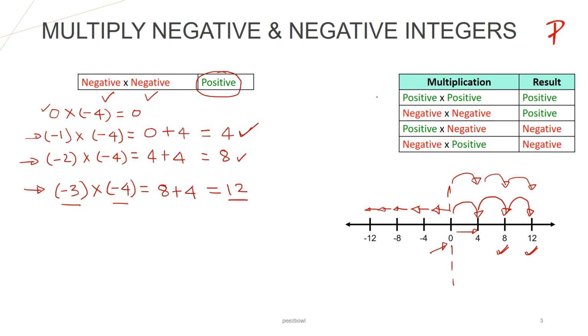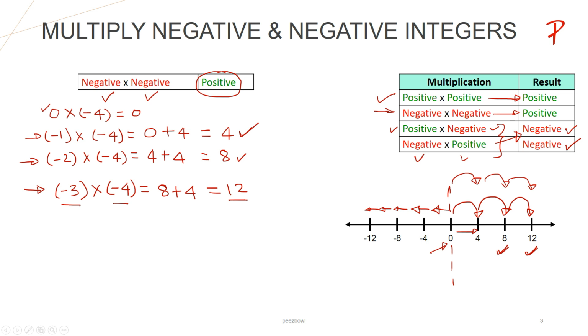So these are the rules of multiplication, right? Whenever you are multiplying two positive integers, the result is always going to be a positive integer. Whenever you are multiplying two negative integers, the result is always a positive integer. And when you are multiplying a positive integer with a negative integer, or a negative integer with a positive integer, then in these two cases the result is always going to be a negative integer, right?